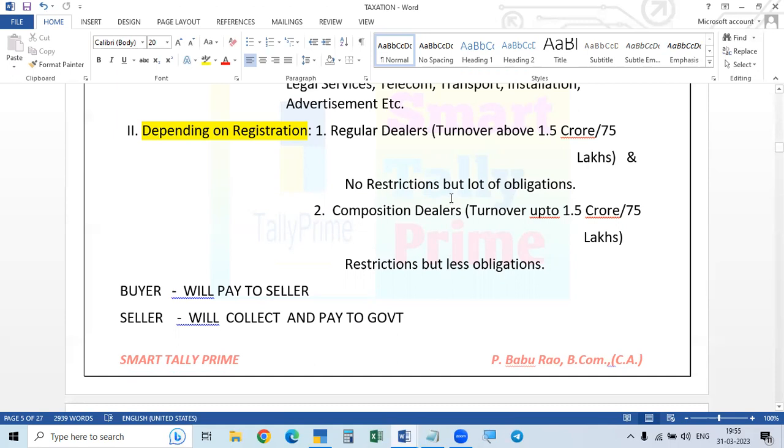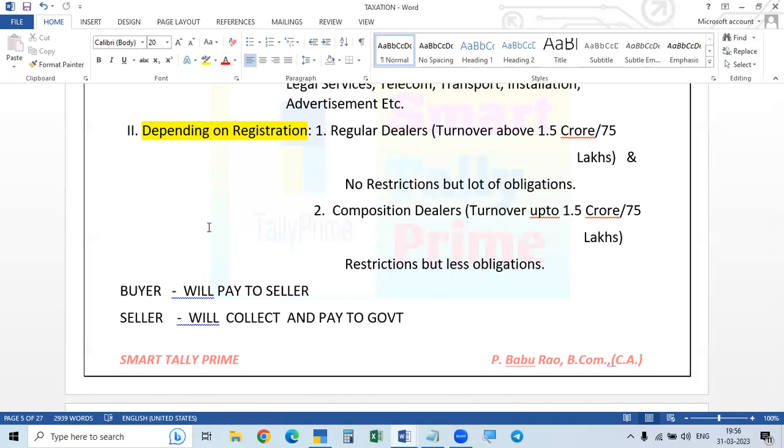And one thing here: when you are not eligible to collect the tax, but when you are selling the goods, you still have to pay tax to the government. How will you pay? Normally you collect the tax and pay it to the government. But a composition dealer cannot collect tax from us. In such a case, he has to pay tax to the government from his own pocket, at a certain percentage of what he sold, but he cannot collect from the buyers, that is, from the customers.